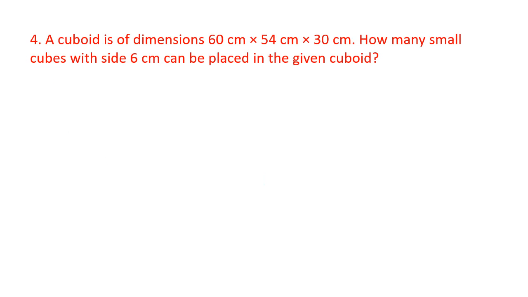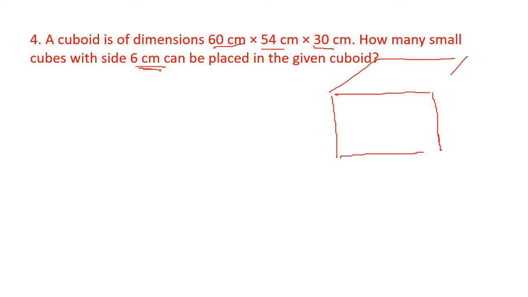The next sum we have, a cuboid whose dimensions are 60 by 54 by 30. How many small cubes with side 6 cm can be placed in the given cuboid? So we have a big cuboid whose dimensions are given: 60 cm length, 54 cm breadth and 30 cm height. In this we have to place small cubes of 6 by 6 by 6. So how many cubes can be placed?